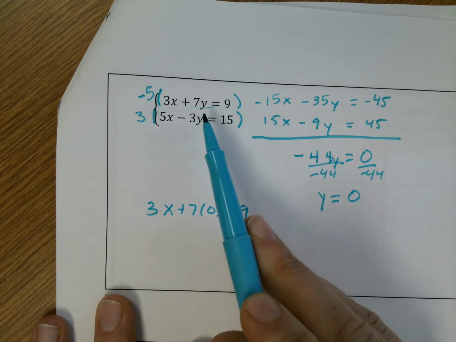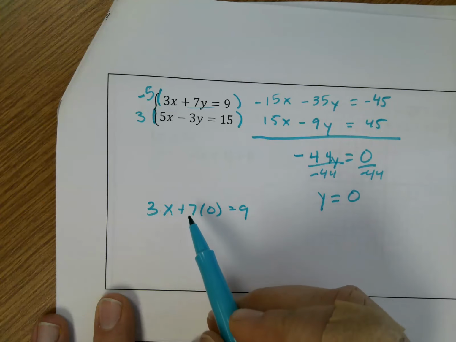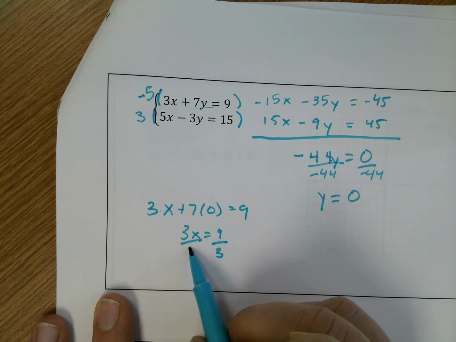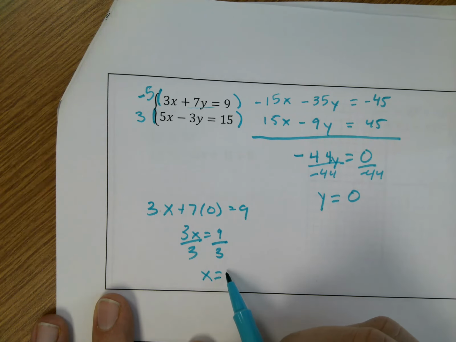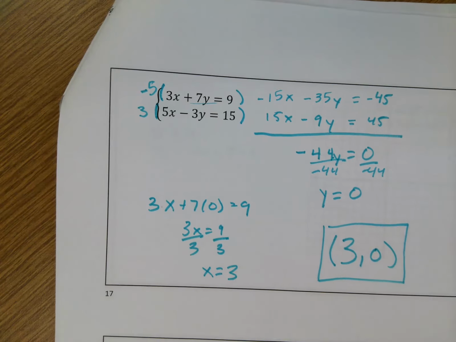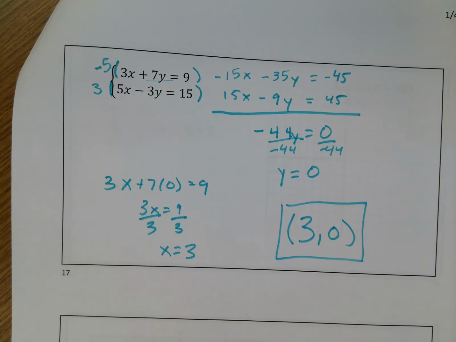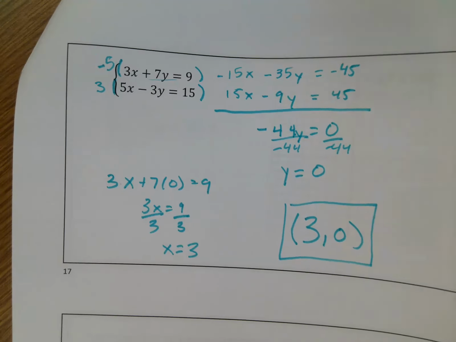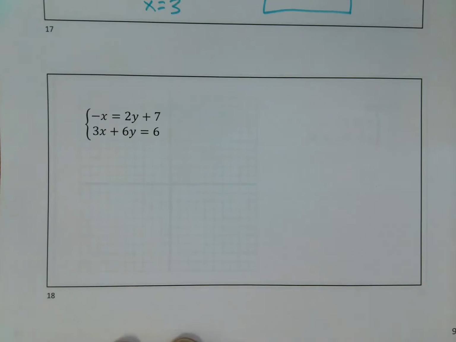So now I plug 0 in for y. This becomes 0, so 3x is equal to 9. Divide by 3, x is equal to 3. So my answer then is written as an ordered pair. So this answer would be 3, 0. So this was one way that you could solve in the chapter 3 review. You could solve using elimination. The other way is using substitution.